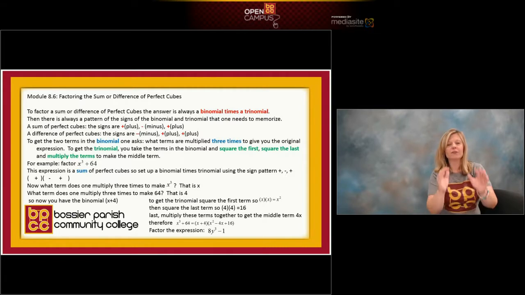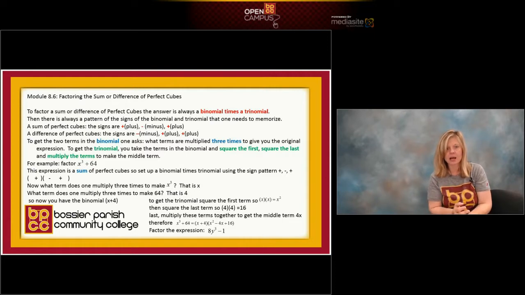The first thing we're going to fill in is the binomial. Binomial needs 2 terms. So the way we figure out the binomial is we look at the original expression and we think, what did we multiply 3 times for the first term? What did we multiply 3 times for the last term? So if you look at your PowerPoint, my expression is x cubed plus 64. That is a sum of perfect cubes.